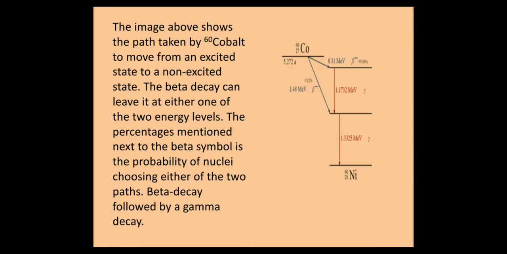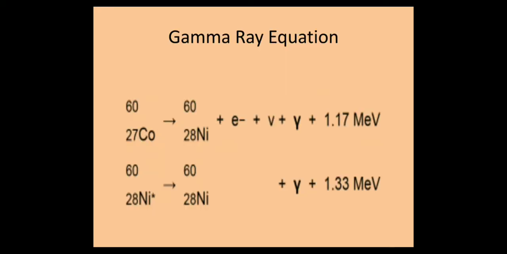The image here shows the path taken by cobalt-60 to move from an excited to a non-excited state. The beta decay can leave it at either one of the two energy levels. The percentages mentioned next to the beta symbol are the probability of the nuclei choosing either of the two paths. Beta decay followed by a gamma decay. This is the gamma ray equation.